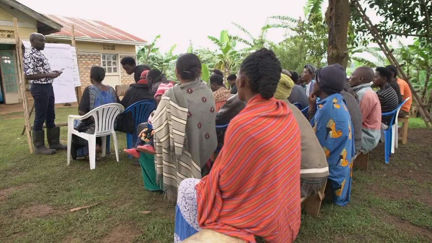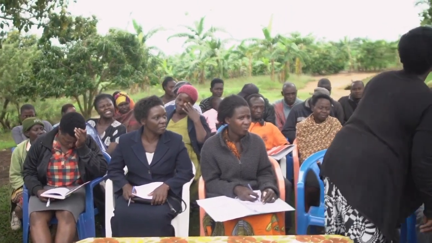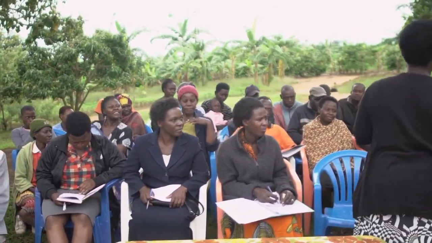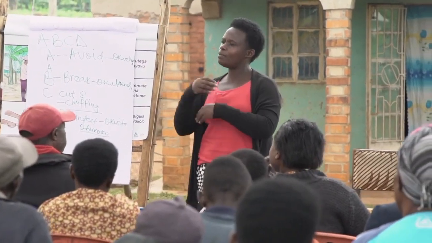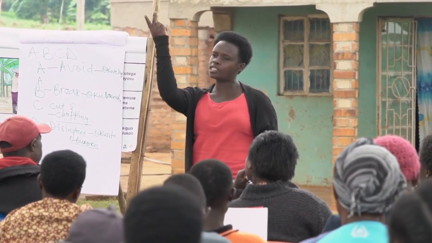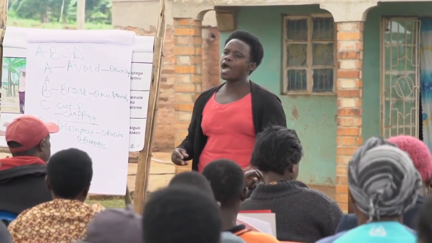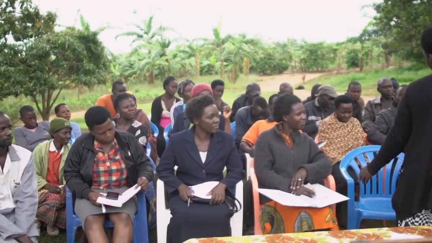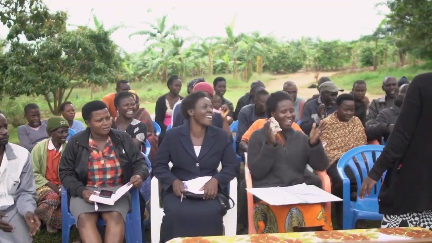So did we all understand? Yes, Paulo. Musomesa, I have understood very well. To control diseases such as banana wilt, I need to do the following using ABCD. A is for avoid. Avoid transferring infected diseased material. B is for break. Break off the male bud using a forked stick. C is for cut and chop. Cut the infected plant and chop it to pieces. D is for disinfect. Disinfect all the tools used in the garden.